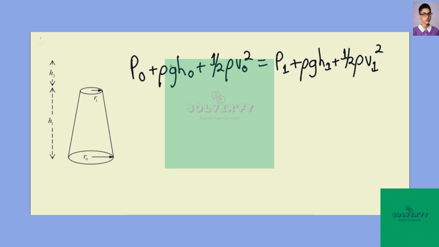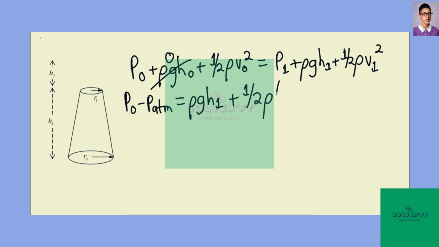So we can say that P naught minus the atmospheric pressure would be equal to rho g h sub 1, knowing that this term here is going to be equal to 0. So we can eliminate that term completely. And then this is going to be plus 1/2 times rho times v sub 1 squared minus v naught squared, the original velocity squared.